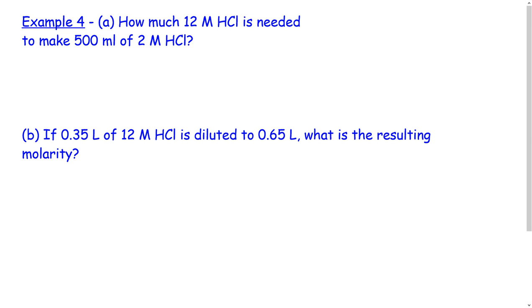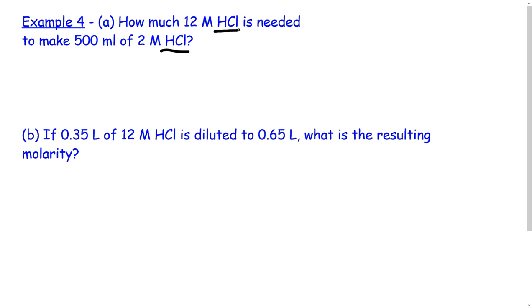So example number 4 is broken up into 2 parts. And as we look at these 2 parts together, they are separate. Okay, so the first part, part A, how much 12 molar HCl is needed to make 500 milliliters of 2 molar HCl. And I'm going to point out to you that our solution is still hydrochloric acid, HCl. It has not changed. So the how much part involves, in this case, finding the volume.